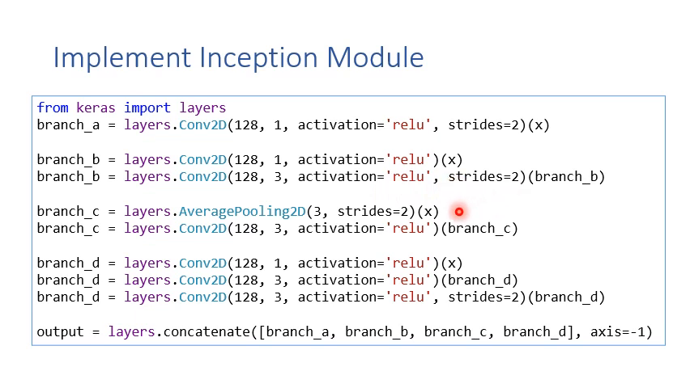And for branch C, there is the average pooling 2D, and then the 3-by-3 2D convolution filter. And for branch D, there are 3 layers, 1-by-1 followed by 3-by-3, and then followed by another 3-by-3 2D filter with stride 2. Finally, we concatenate the output of the 4 branches and make it the output of the Inception module.